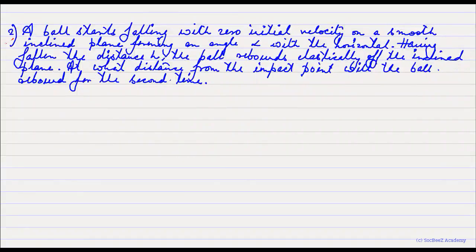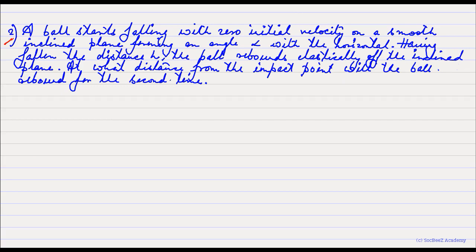Now let us begin with a few problems in the topic of kinematics. The first problem being this: a ball starts falling with 0 initial velocity on a smooth inclined plane, forming an angle alpha with the horizontal. Having fallen the distance h, the ball rebounds elastically off the inclined plane. At what distance from the impact point will the ball rebound for the second time?